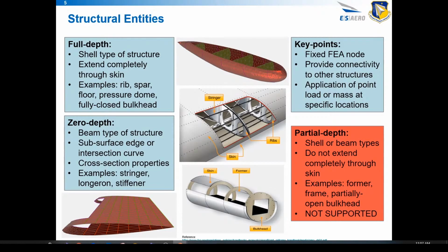We don't support partial depth structures for the most part. There is some limited capability in terms of having ribs and spars that are only confined to a certain section of your wing, things like that. But for the most part, we don't support partial depth structures. Those sort of things are going to be like an open frame, a stiffener that doesn't go all the way around the OML, things like that.